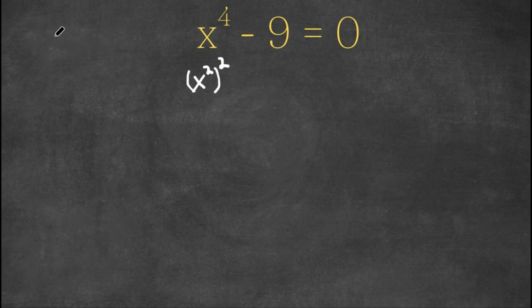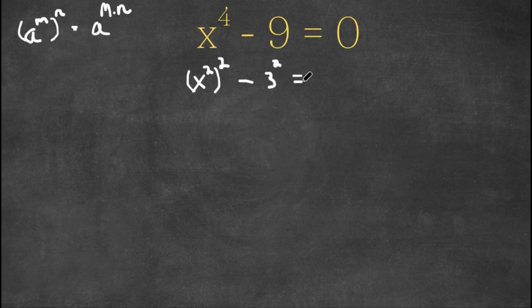Because remember, an important property of exponents is that a to the power of m, to the power of n, is also equal to a to the power of m times n. So what I'm doing is simply reversing this. I'm converting it back to its original form. So x squared to the power of 2 minus, I'm going to change 9 to 3 squared. And this is still equal to 0.